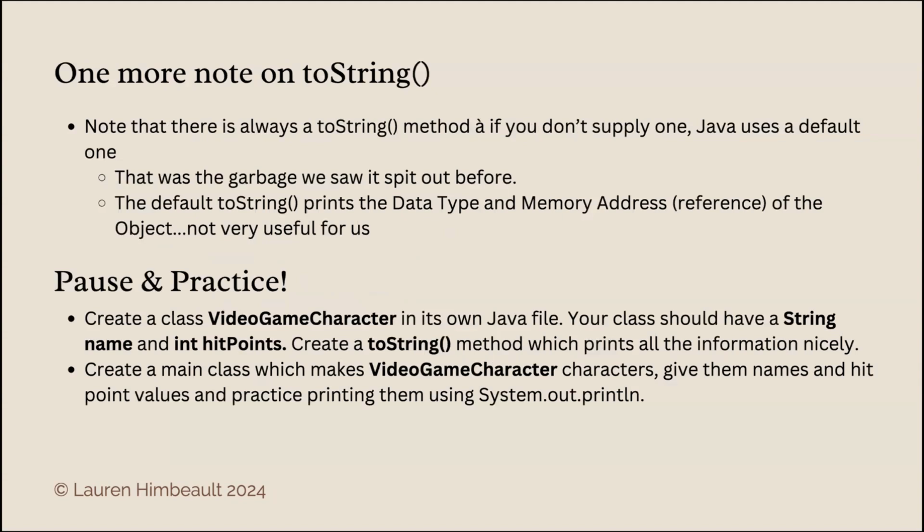The last thing we're going to say here about toStrings is that there's always a toString method when you don't supply one. And we saw that happen. We saw the default toString run when we didn't write our own. Of course, it was garbage, right? It just spit out the memory address. The default toString will always print out the data type, so the class name, and then the memory address reference of the object, which is not that helpful for us. And as the course goes on, we're going to talk a little bit more about these defaults and how they work and what's going on here.